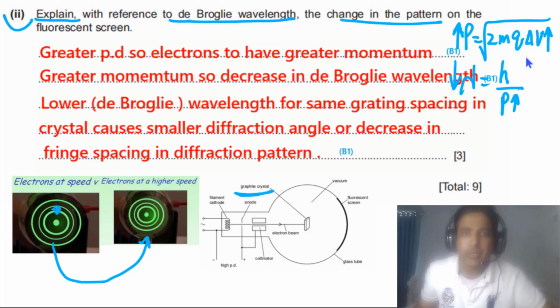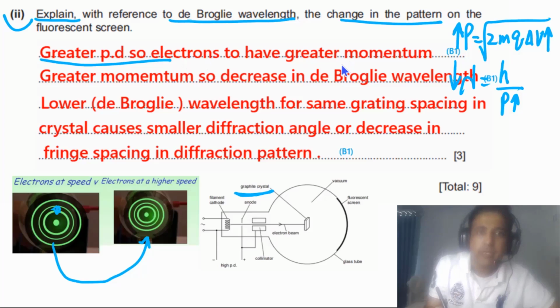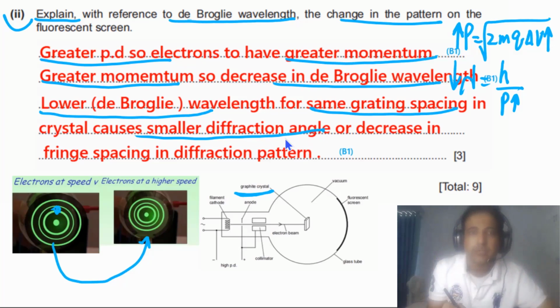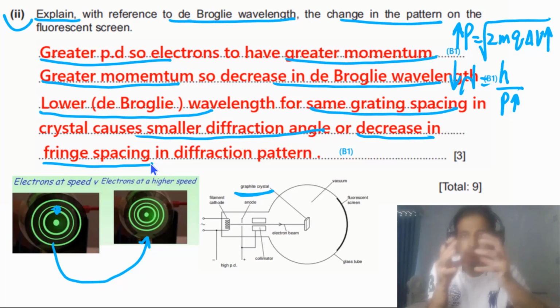Let me show you the answer. In your answer, you can mention these points. First of all, you can say greater PD means greater momentum, as you can see from this first point. Second, greater momentum, so decrease in de Broglie wavelength. Smaller de Broglie wavelength for the same grating spacing, meaning if you're using the same graphite crystal, causes smaller diffraction angle, meaning fringes will be close to each other, or you can say decrease in fringe spacing in the diffraction pattern.